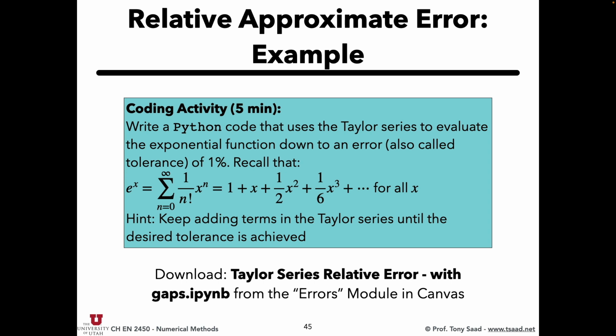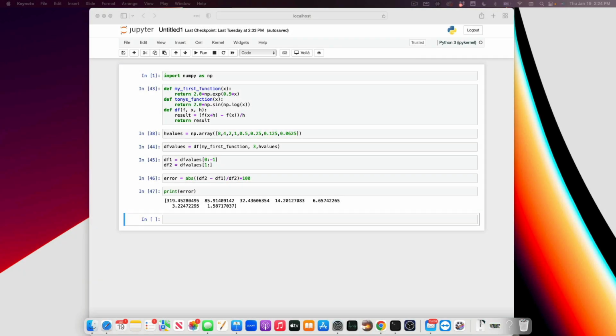Yeah, go ahead. What is the equation for relative approximate error? Okay, the equation for relative approximate error, good point. I'll copy that, put it up here. It's the current approximation minus previous approximation over current approximation, okay? So let me remind you of that.